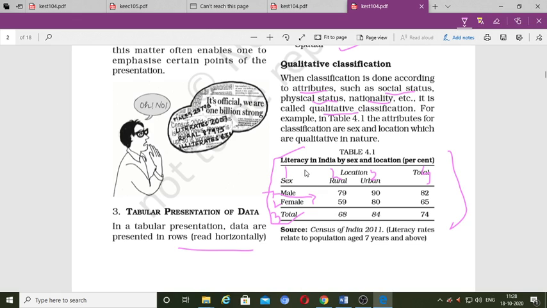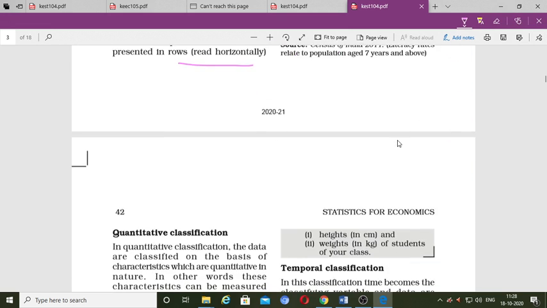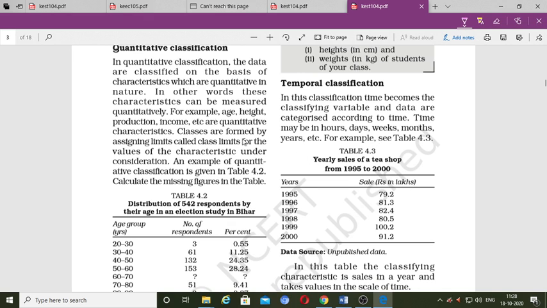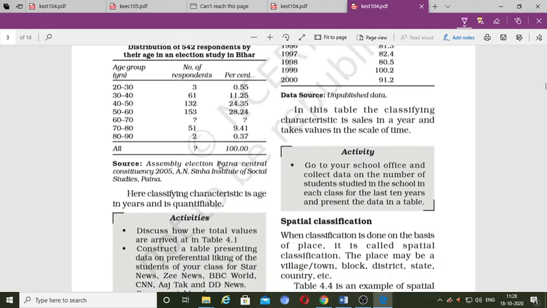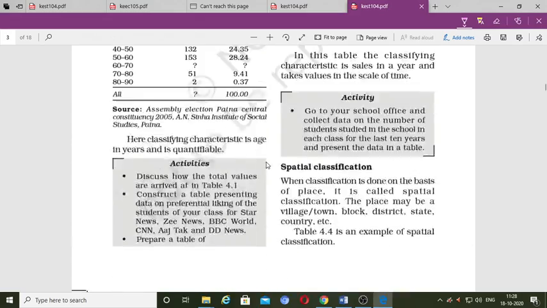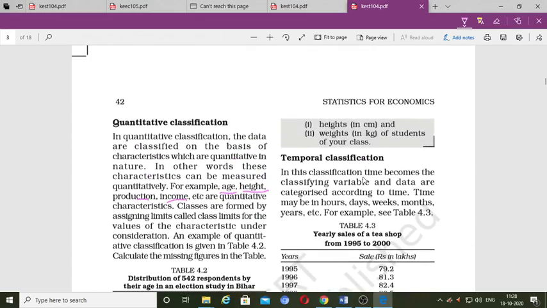For example, we ask a person whether he is male or female. This is qualitative data. This is not quantitative data. Next is quantitative classification, where we can show the data: age, height, production in million tons, income in rupees. All these are quantitative variables. Here you can show the figures. You can also do the activity according to the example given in NCERT.